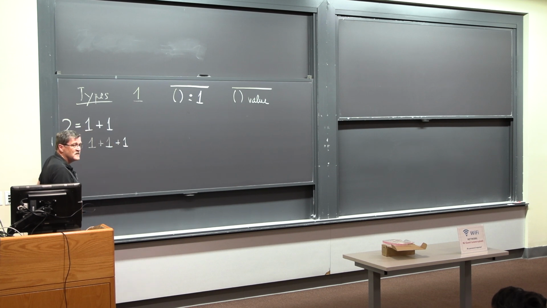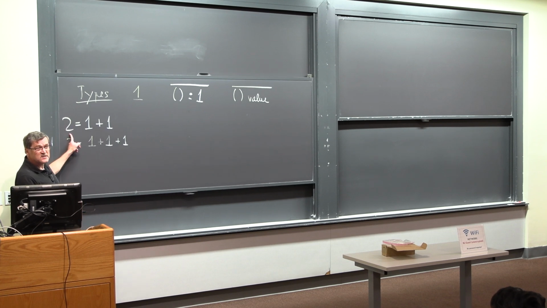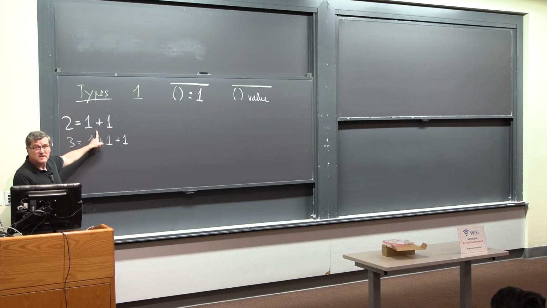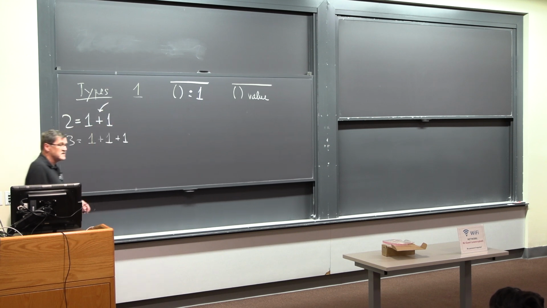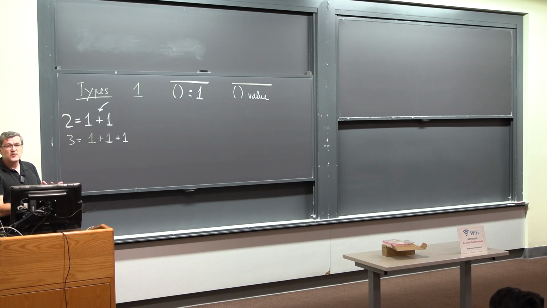Right? Which is 3. Okay. So the interesting part here is not the 2, but the plus. So this is the thing that matters. The plus takes 2 types and constructs a new one from them.